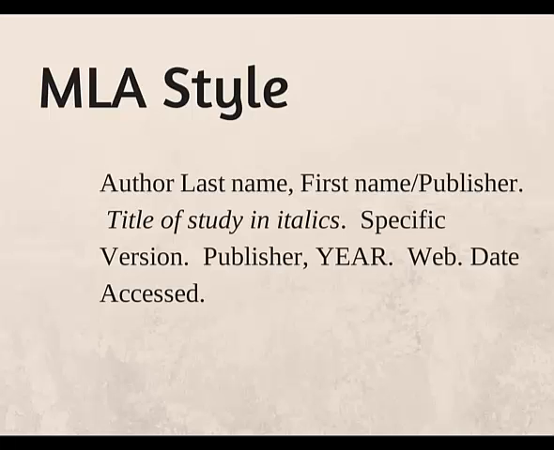To cite using MLA, start with either the author's name, last name, comma, first name, or the name of the publisher, followed by a period. You'll then list the title of the study in italics, followed by a period. Once again, list a specific version if it's available. You'll then do the name of the publisher, followed by a comma, and then the year it was published.